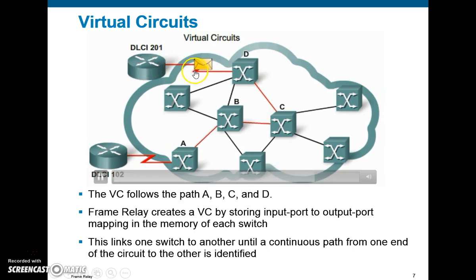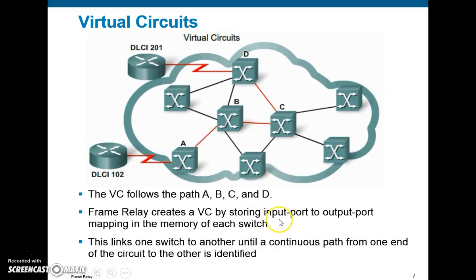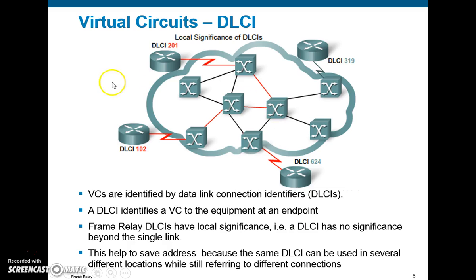This information on how to switch the packet is stored inside the memory of each switch. They will store the input-output mapping. There's this number called DLCI. You notice in this diagram there's this DLCI number. What is this DLCI number? This DLCI number helps to identify the virtual circuit that the packet should take.